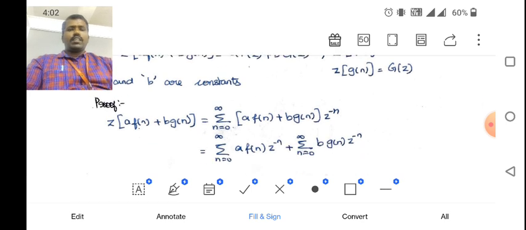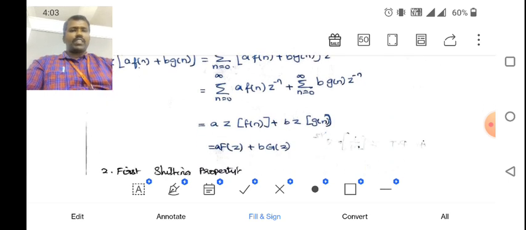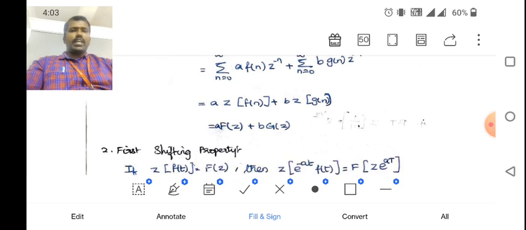Proof. Z transform of a f(n) plus b g(n) equals summation n equal to 0 to infinity of a f(n) plus b g(n) into z power minus n. Summation n equal to 0 to infinity a f(n) z power minus n plus summation n equal to 0 to infinity b g(n) z power minus n. a Z of f(n) plus b Z of g(n), which is a F(z) plus b G(z).